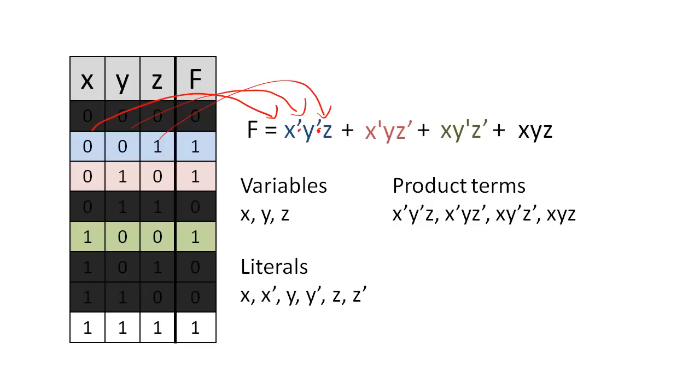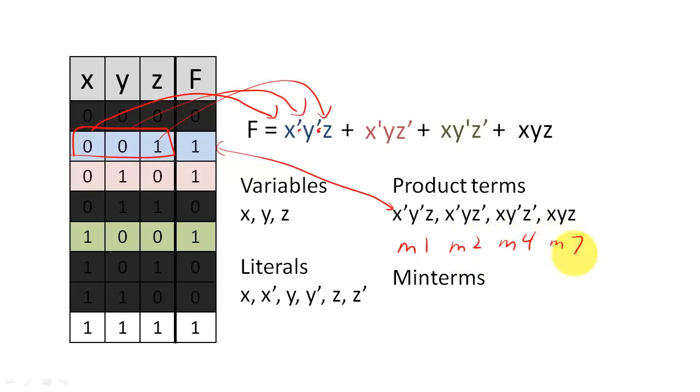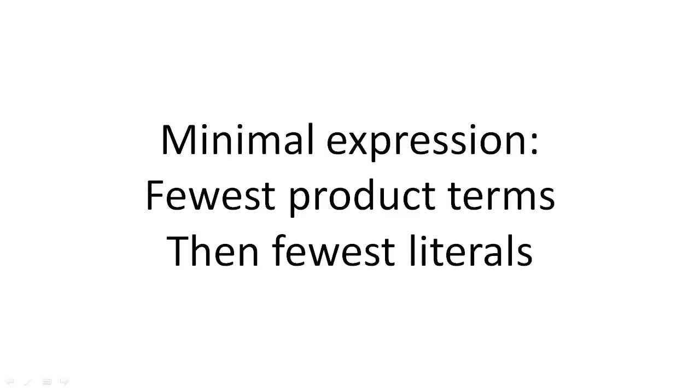If a product term contains all 3 variables like these, it is called a minterm. We number minterms for convenience, and so the number of the minterm corresponds to the binary number of the row that generated the product minterm. So this is minterm 1, minterm 2, minterm 4, and minterm 7. A minimal form of a Boolean expression is one which first minimizes the number of product terms, and then, among expressions with the minimum number of product terms, it has the fewest literals.